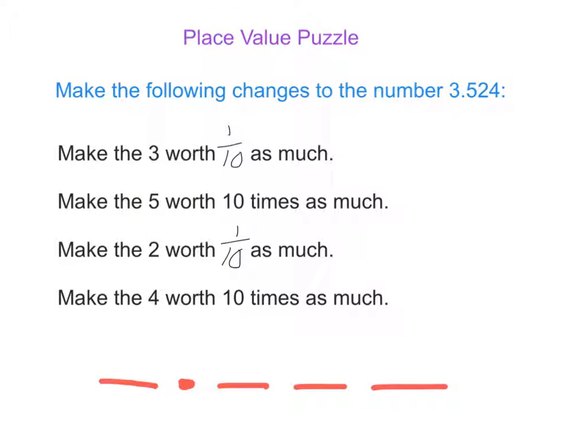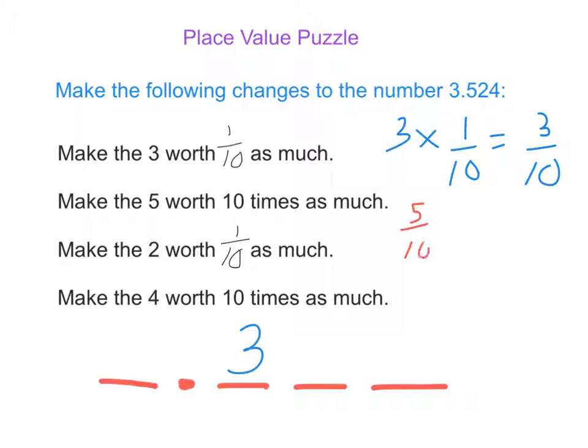We're going to finish up with a place value puzzle. Make the following changes to the number 3 and 524 thousandths. Make the 3 worth 1/10 as much. So we are going to take 3 times 1 over 10. This equals 3/10. So that means my 3 in the ones place is now going to scoot over to the tenths place. Let's look at the 5. I need to make that 10 times as much. So now I have 5/10 times 10 equals 50 over 10, which gives me 5.